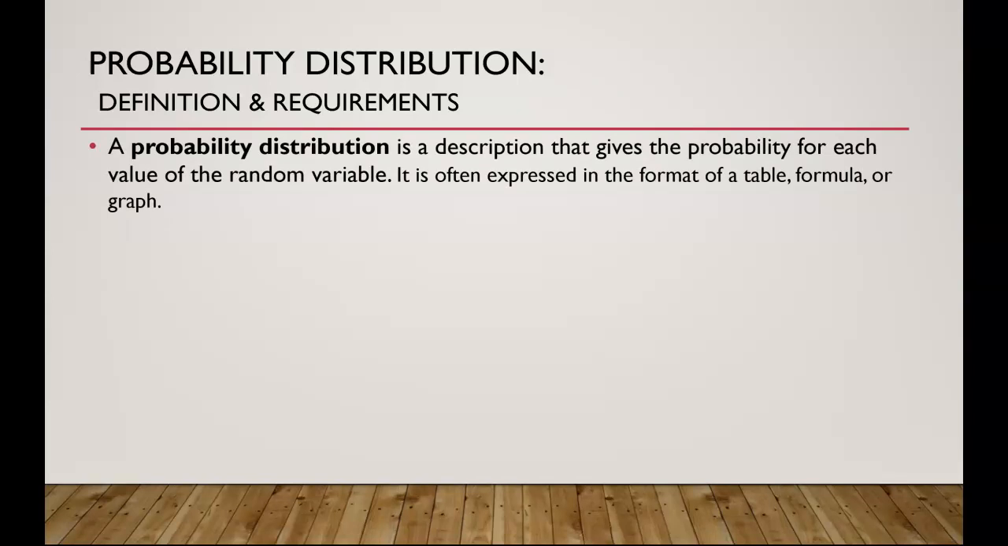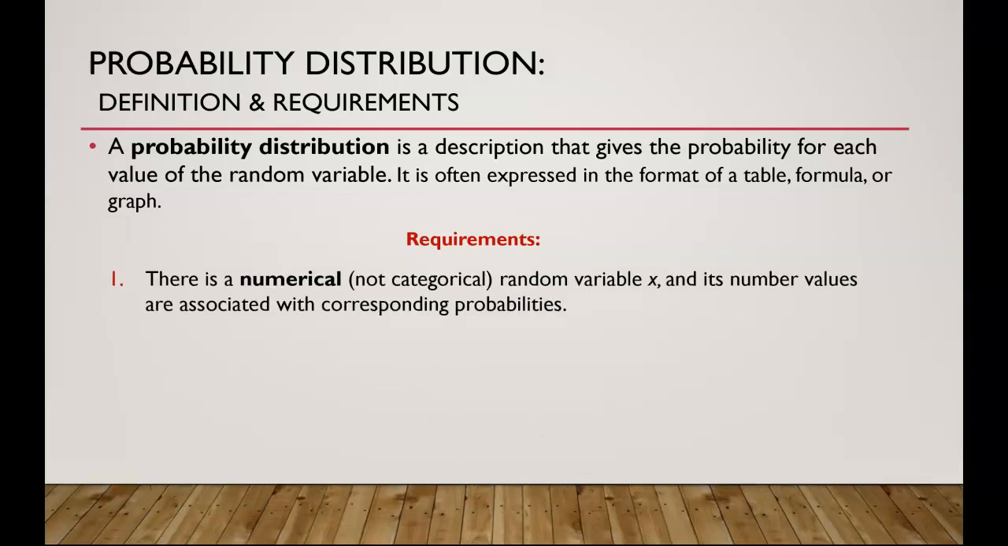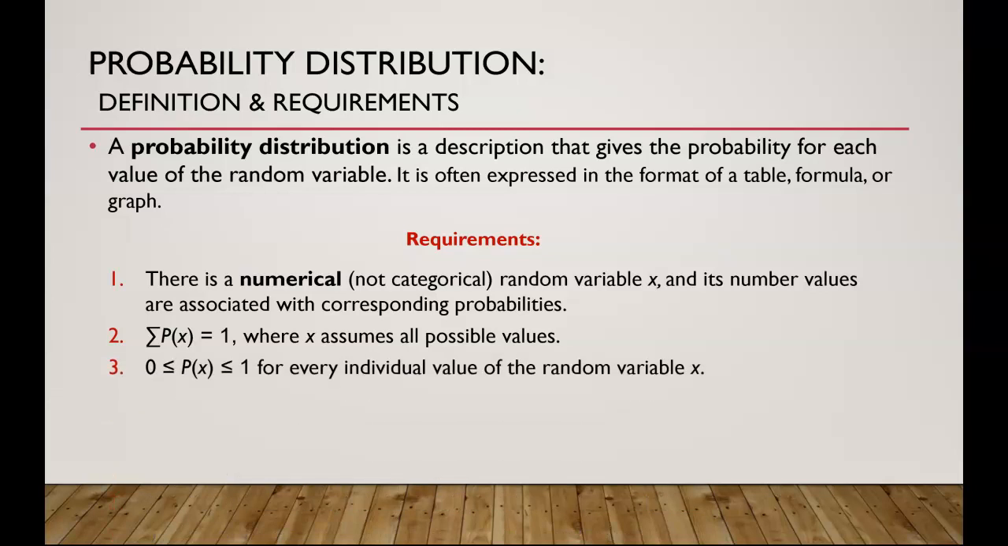A probability distribution describes the distribution of values of the random variable using probabilities instead of frequency counts. Every probability distribution must satisfy each of the following three requirements. First, random variable x has a numerical value, not categorical, and its number values are associated with corresponding probabilities. The sum of probabilities must be equal to 1, but sums such as 0.998 or 1.001 that result from rounding errors are also acceptable. The sum of 1 represents all single events in the entire sample space. And the last requirement, each probability value must be between 0 and 1.